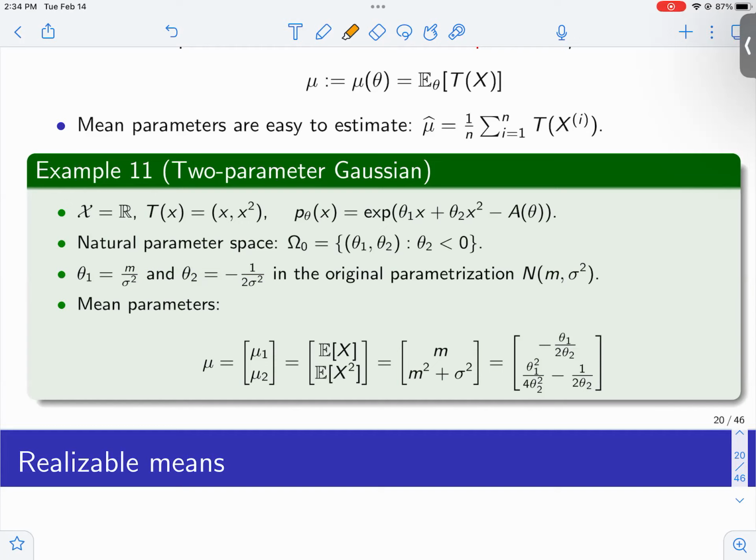Okay, from this relation, solve for m and sigma squared and replace m and sigma squared here. So you can see the relation between m and sigma squared and theta 1, theta 2. This is mapped to mu 1 and mu 2 by this mean parameterization. And there is an inverse, as we'll see, that you can go back from the mean parameters to the canonical parameters. We'll see that there is an inverse going on here, mu inverse.